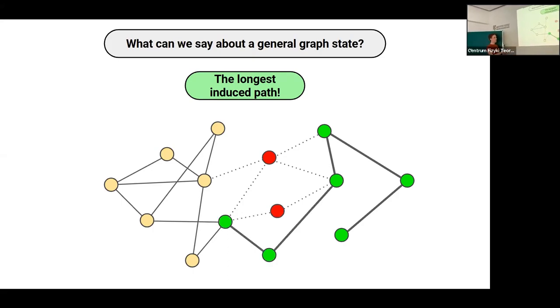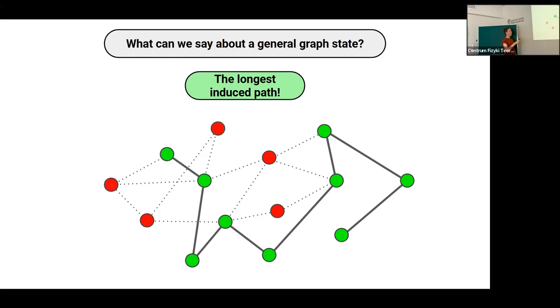So you go here, you have to exclude this. You go here, because of this, you have to exclude this. You go here, and last choice, whichever one of them you choose, the others are excluded. If you find the longest induced path, the length of it is also called the detour number of a graph.